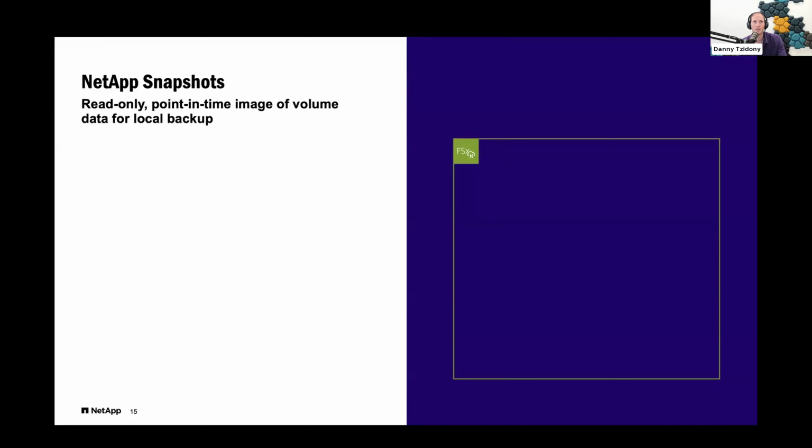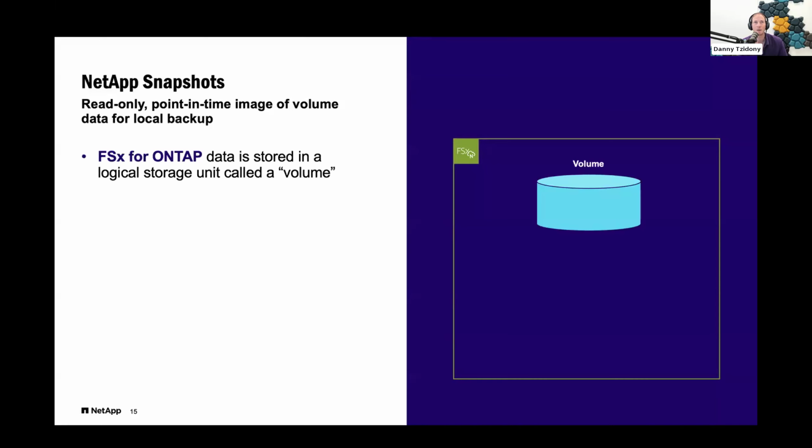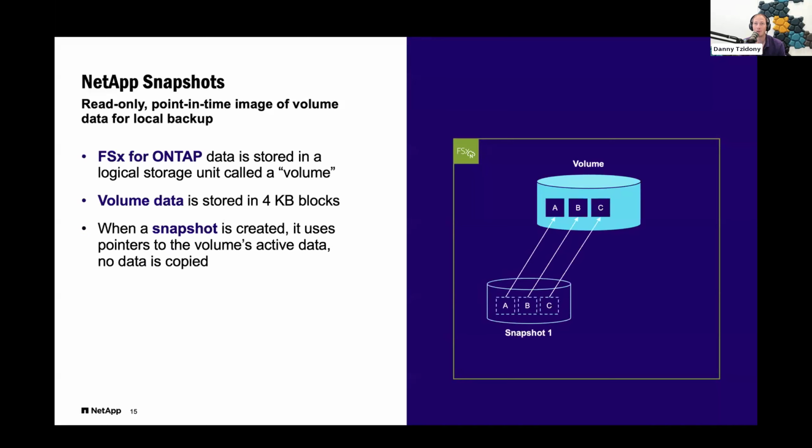And we can't talk about ONTAP without talking about NetApp snapshots. So what are NetApp snapshots? We've got our data, which is stored on a logical storage unit called a volume. A volume is stored in 4K blocks, and that's how our data is stored. When a snapshot is created, essentially it is a pointer to the volume's active data blocks. So you have a copy of your data, which doesn't take up space initially because it only points to the data blocks.